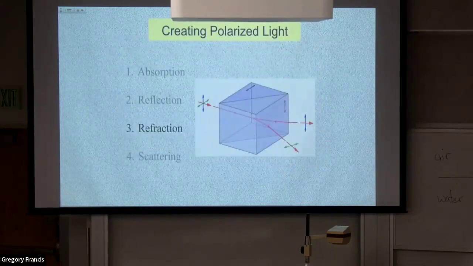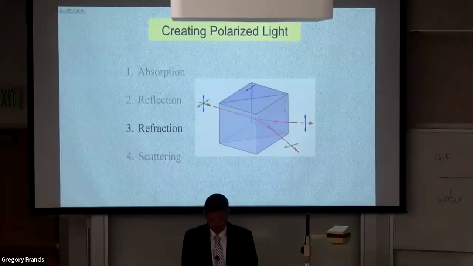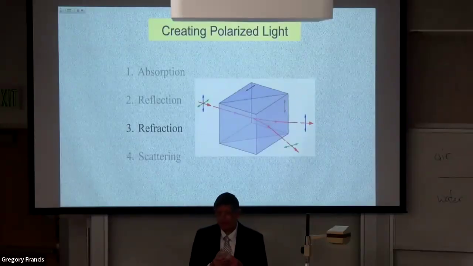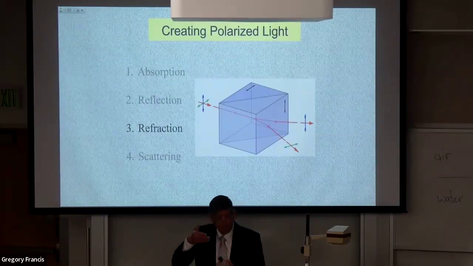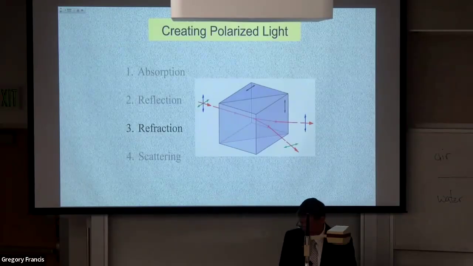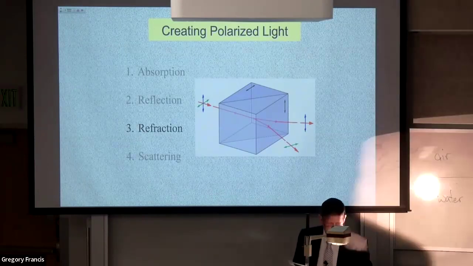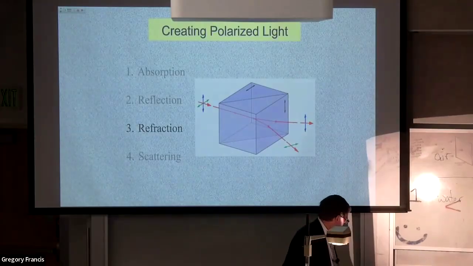Okay, refraction can sometimes polarize light. If I have certain materials like calcite, we find that it has a different index of refraction for the different polarizations. And so that means that the light bends at different angles depending on whether the light is polarized one way or the other. I have an example of that here.